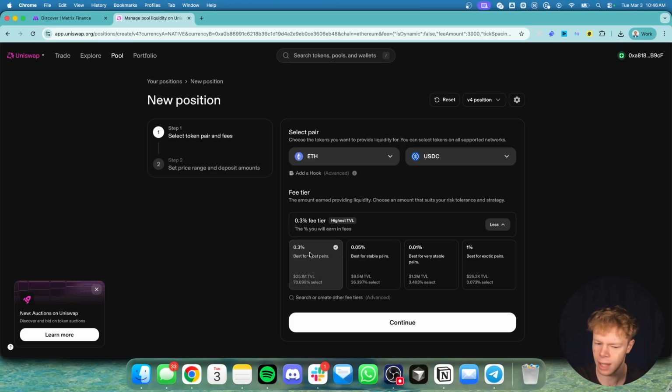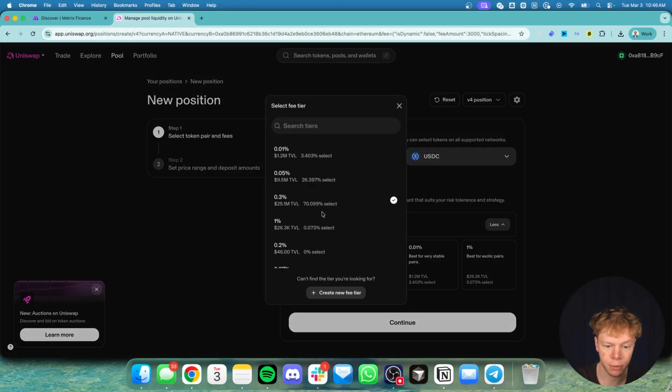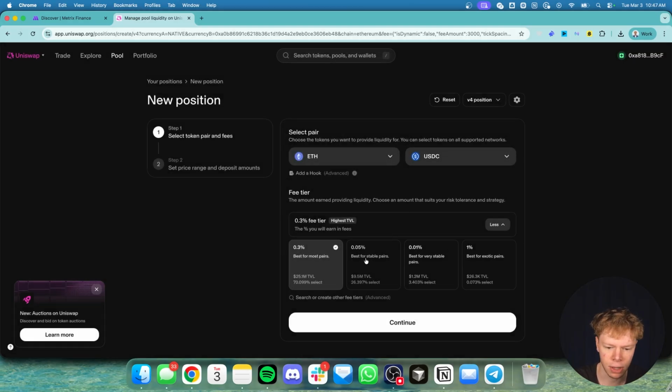TVL is how much money is in that pool. So there's $25 million in this pool right now in the 0.3% fee tier. So we'll select that one. If we wanted to create another fee tier, we can, or we could select some of these lower ones. Again, there's trade-offs. Certain fee tiers are going to perform better during certain periods of volatility or, of course, chop in the market.